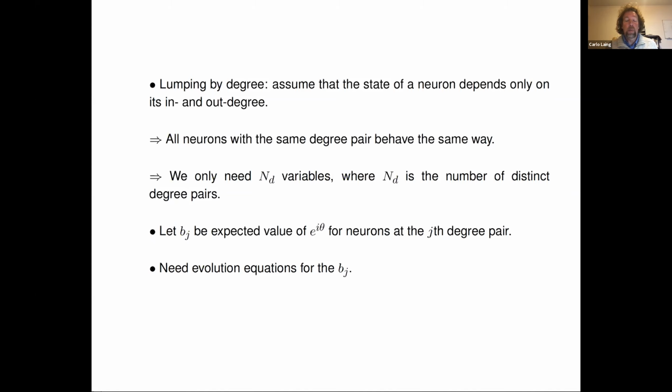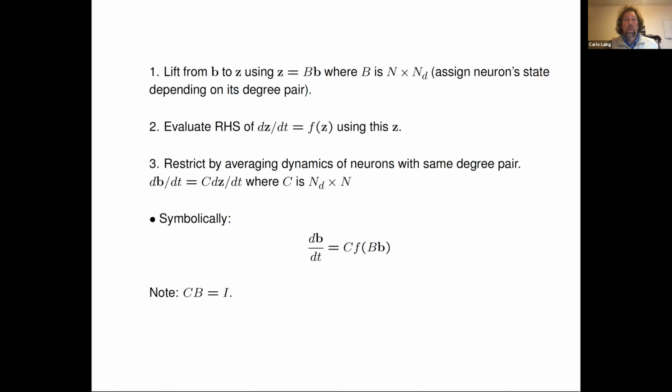We need some evolution equations for these complex numbers, the Bj. So we use this idea and terminology from equation-free methodology. We lift from B to Z using multiplication by a matrix, capital B, with its dimensions there. Basically, if you know the in degree of a neuron, you just assign it the corresponding value of the order parameter for that degree pair. If we know Z, we can evaluate the right-hand side of our differential equation governing the dynamics of Z. And then we can restrict by averaging the dynamics of the neurons with the same degree pair.